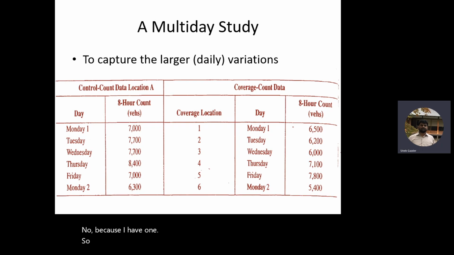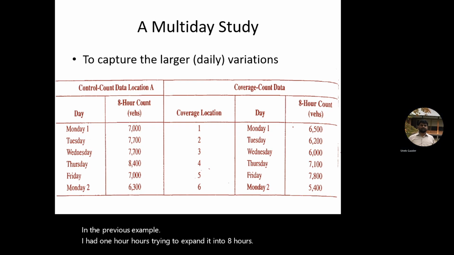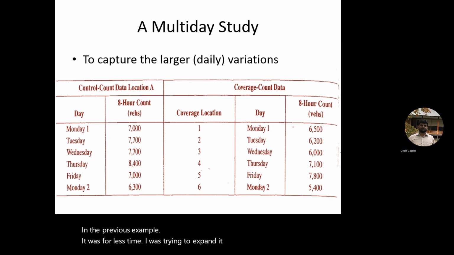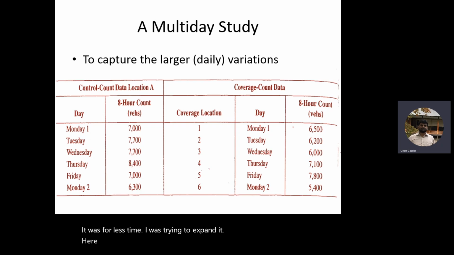So here, in the previous example, I had 1 hour. I was trying to expand it into 8 hours. Here I have one value. I'm trying to adjust it into an average. Average of how many hours? 8 hours, right? So in the previous example, it was for less time. I was trying to expand it. Here it is one value. I'm trying to just adjust this one value to get the average. Got it? These are different.